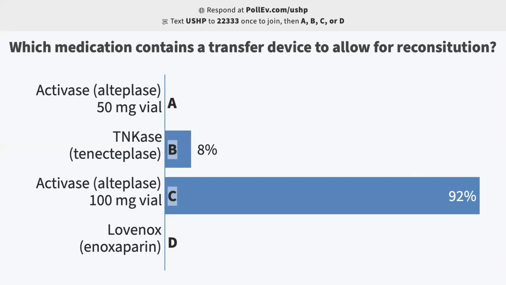But the most correct answer, and the purpose of this question, was really to highlight that the Activase 100 milligram vial has that transfer device, whereas the Activase 50 milligram vial does not. And so being aware of that before reconstituting is the primary purpose of this question here.